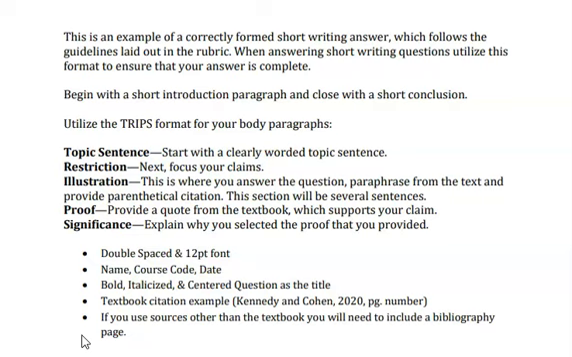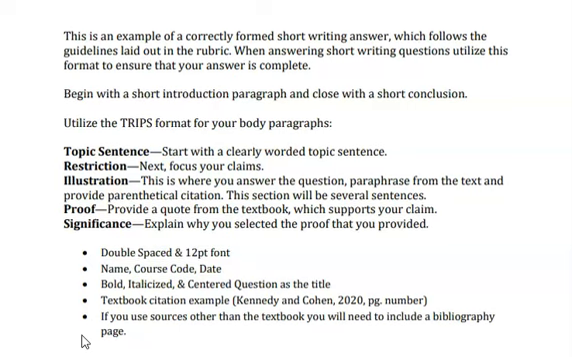Then you're going to back up what you said in your illustration with some proof. This is where you have a quote in your paragraph. You will use quotations and you must cite this claim. Then you're going to do significance. You're going to explain why you selected the proof that you provided. We're going to go through an example to help you out.